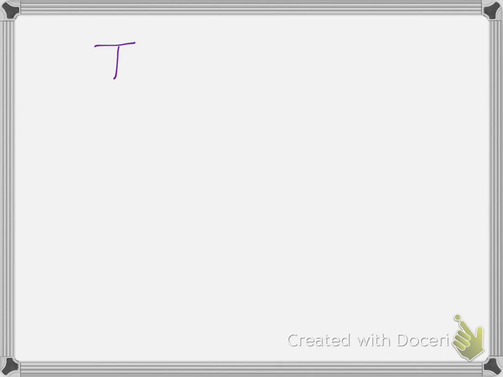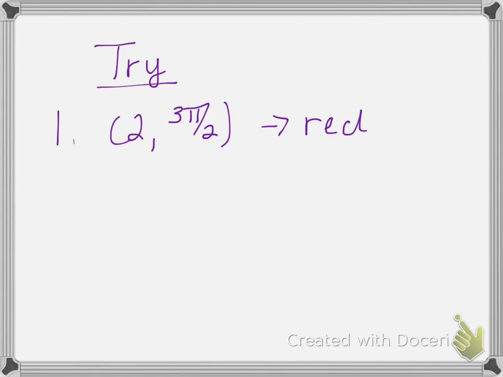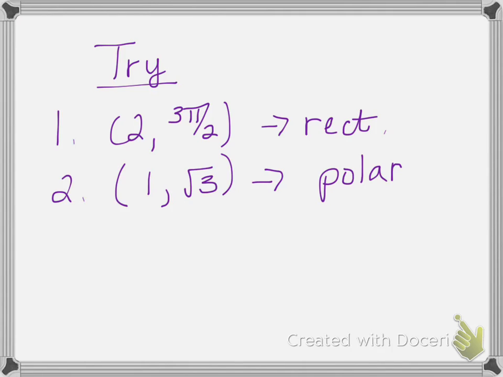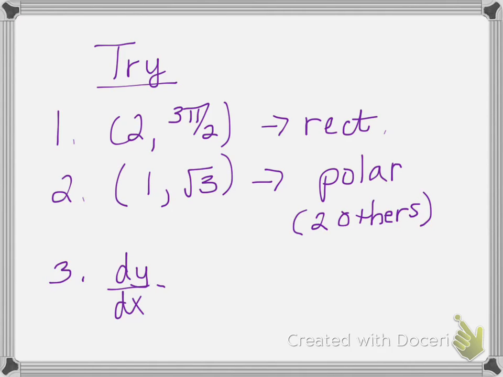Okay, we'll stop there. You do have some try problems that I want you to do. First of all, we've got (2, 3 pi over 2), and I want you to change that to rectangular coordinates. Then we have (1, square root of 3). I want you to change that to polar. And I want you to write 2 other ways to write it. And then I want you to find dy dx for the polar curve r equals 3 plus cosine theta at the angle of pi.